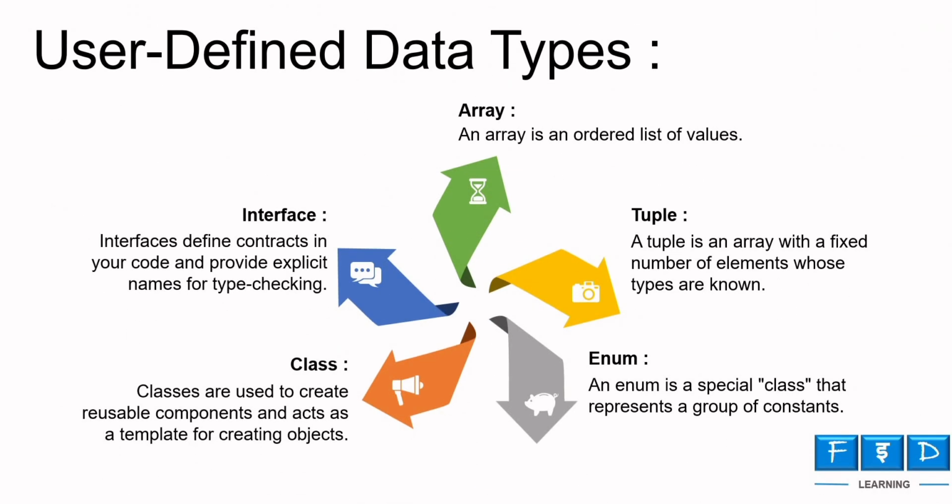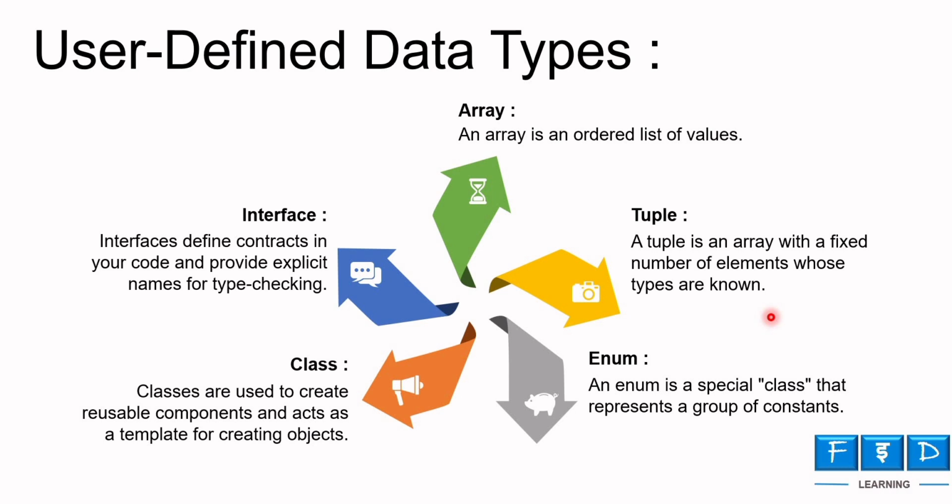Now let's proceed with user-defined data types. So these 5 data types come under user-defined data types. First is array. An array is a collection of elements of the same data type, or we can say an array is an ordered list of values. Next, we will see tuple. A tuple is an array with a fixed number of elements whose types are known.